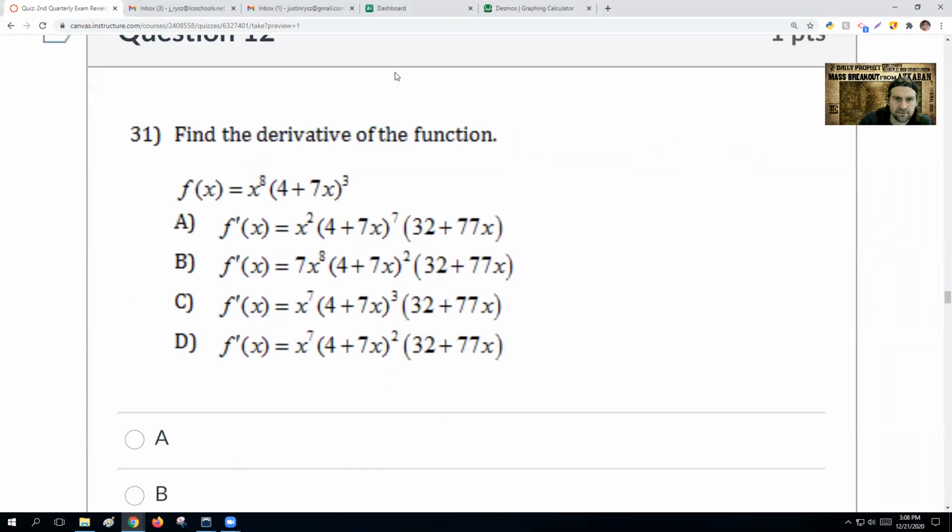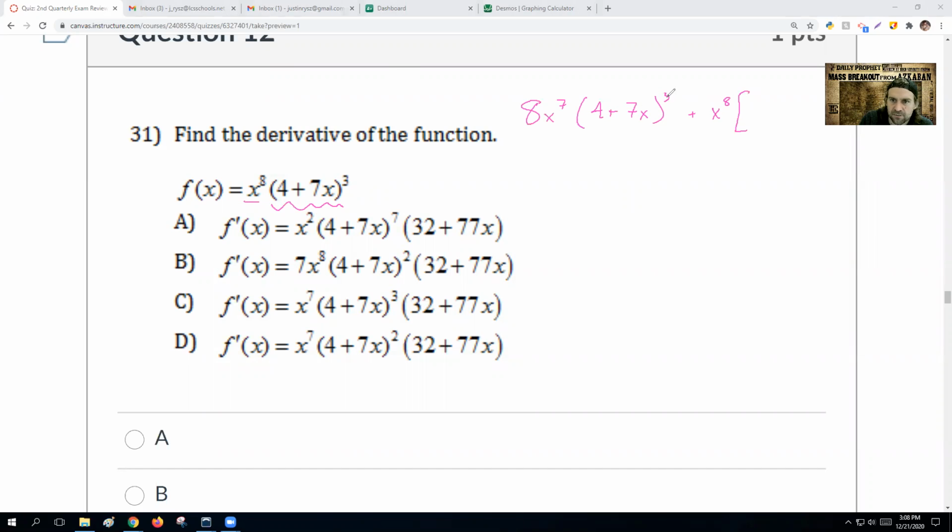Keep it going, find the derivative. All right, this one here, we have to do the product rule because it's x squared times that, which we'll have to do the chain rule of as well. All right, so x to the 8th would be 8x to the 7th. We're going to leave the 4 plus 7x, all of it cubed alone. And then we'll leave the x to the 8th alone.